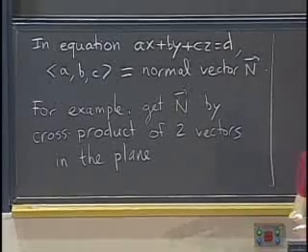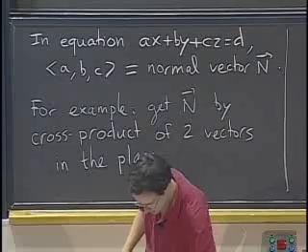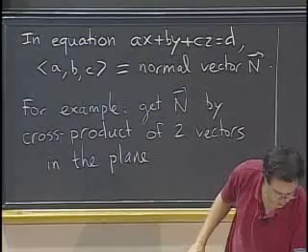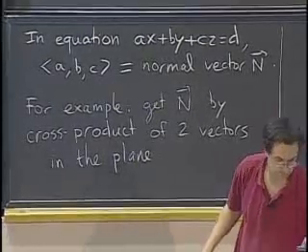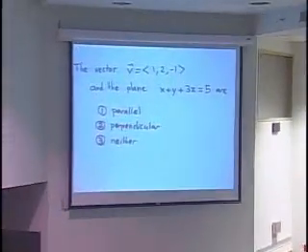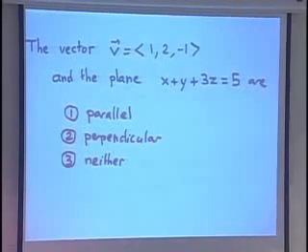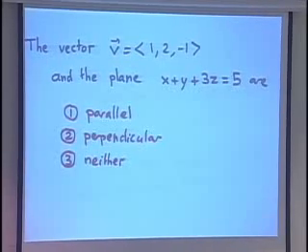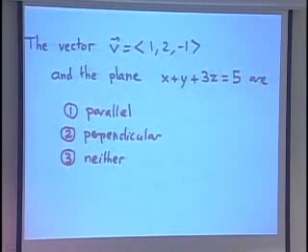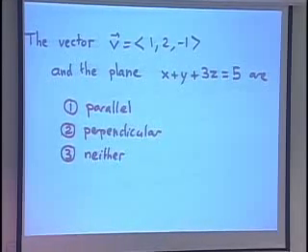Okay, so let's just do an example to see if we completely understand what's going on. So let's say that I give you the vector with components 1, 2, -1, and I give you the plane x plus y plus 3z equals 5. So do you think that this vector is parallel to the plane, perpendicular to it? Neither?